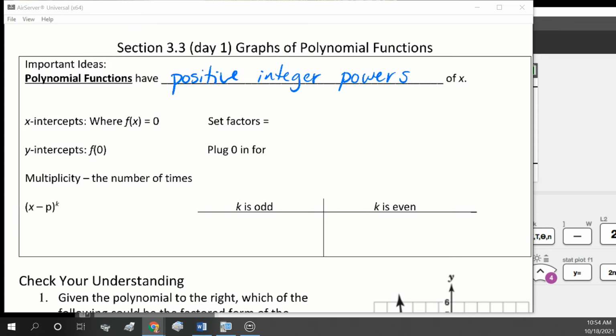All right, and one thing I want you to know about the graphs is that the graphs have smooth, rounded turns. So as you graph these, they're not going to have any jagged edges. Everything is going to be smooth, rounded.